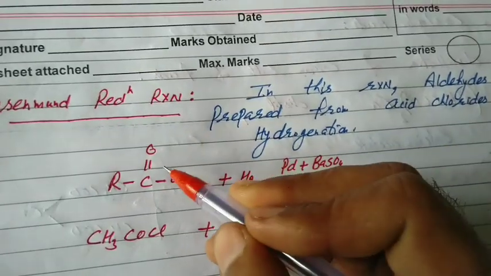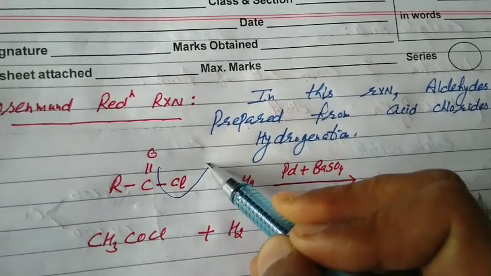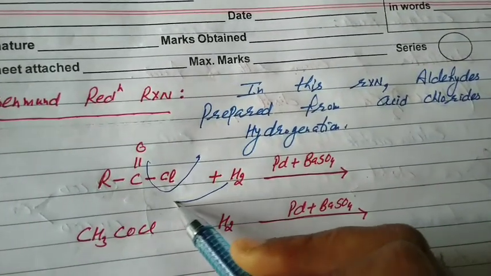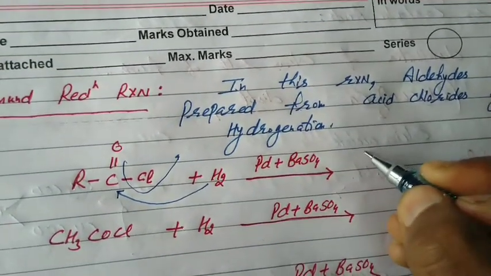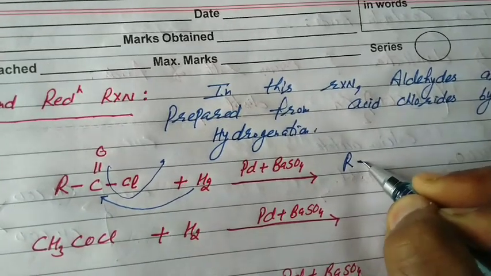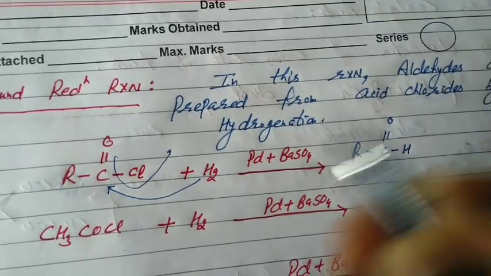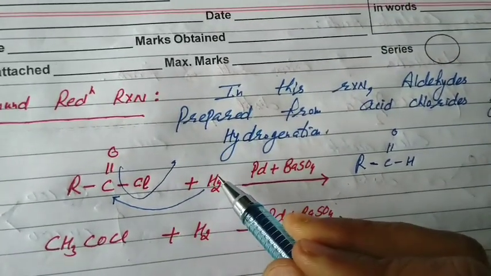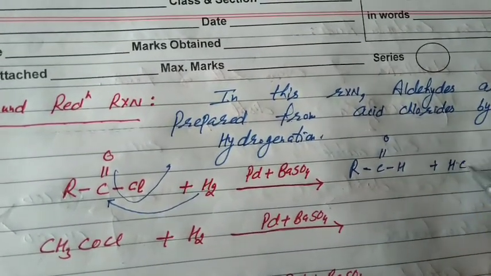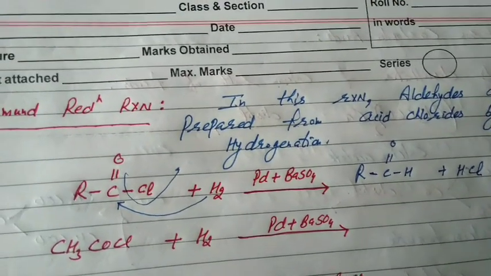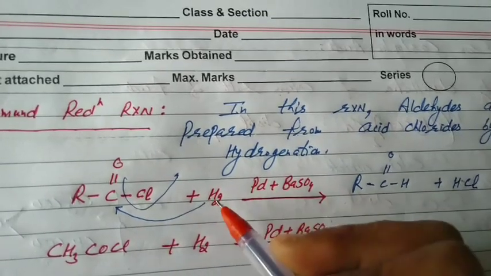You know, loss of electronegative element is called reduction, and hydrogen will approach the carbonyl carbon. What we get? RCHO. RCOCl, loss of electronegative element and addition of hydrogen, it is reduction. Cl also undergoes reduction, that is, reacts with hydrogen. What is the byproduct? HCl. We call this reaction Rosenmund's reduction reaction. Simple. Aldehydes are prepared from acid chlorides by catalytic hydrogenation.